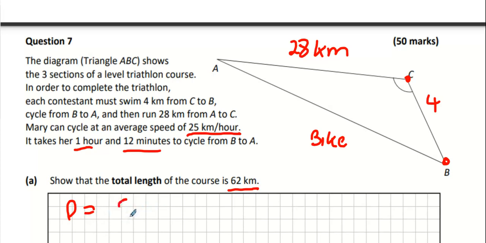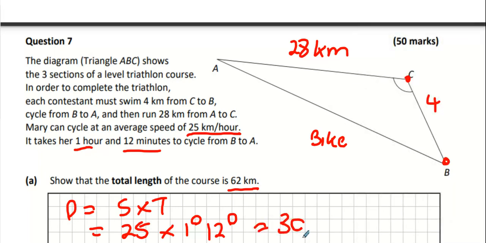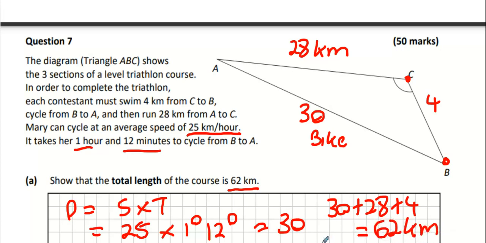Distance equals speed multiplied by time. Speed is 25 kilometers an hour, and you can multiply it by 1 hour and 12 minutes using this button here. So 1 hour, 12 minutes multiplied by 25 gets you 30. So that means that this here is 30. And then when you add up all three sides together, 30 plus 28 plus 4, you're going to get a grand total of 62 kilometers. And we'd hope that everybody gets that question out.